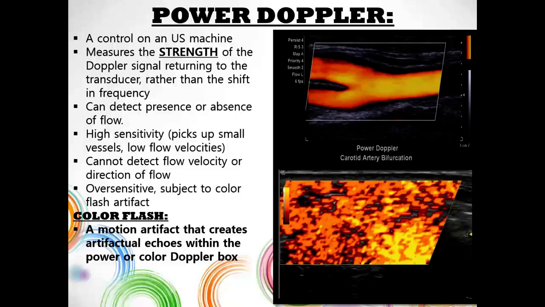But the downside of it is it's so sensitive that it's oversensitive. So it's subject to color flash artifact. And color flash, it's a motion artifact. It creates all these artifactual echoes within the power box. It can also happen with color Doppler, but less often. And this is most of the time due to patient motion.